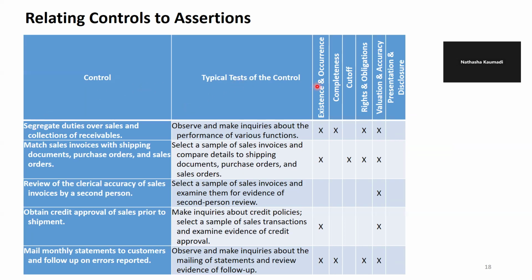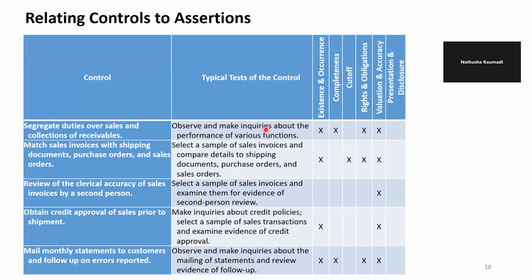What is the typical test of control now? This is the control, and this control is there in the organization. Observe and make inquiries about the performance of various functions. You go and observe whether actually this process is happening. You inquire with the personnel, or you may inspect the documents again. So when you actually inspect, sometimes you can identify the different signatures and all, right? So this is the control. This is the test of control.